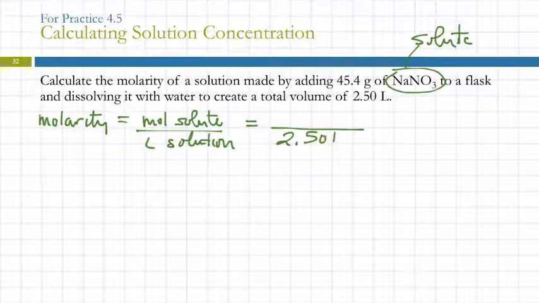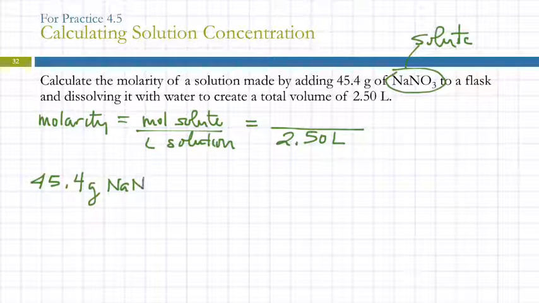2.50 liters. What happens a lot is that they give you the volume in milliliters, because we tend to use smaller quantities in chemistry, and then you have to convert it to liters. But here, we're just given liters. So that other piece of information we have is a mass, 45.4 grams of sodium nitrate, but we need moles of sodium nitrate.